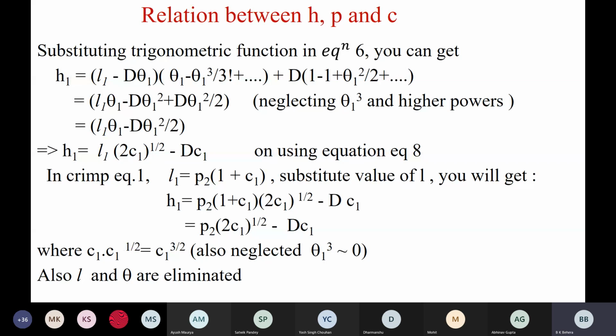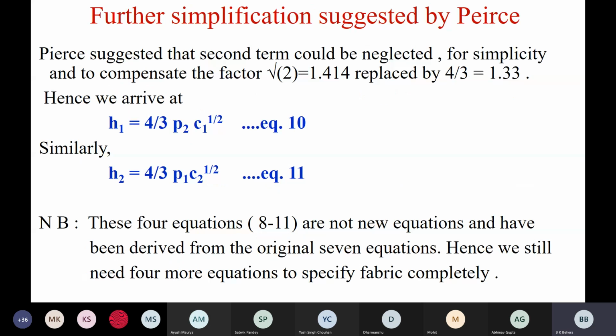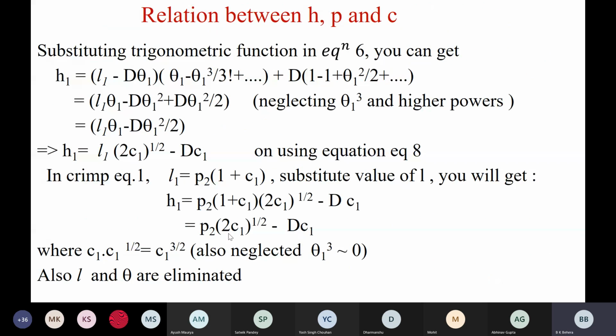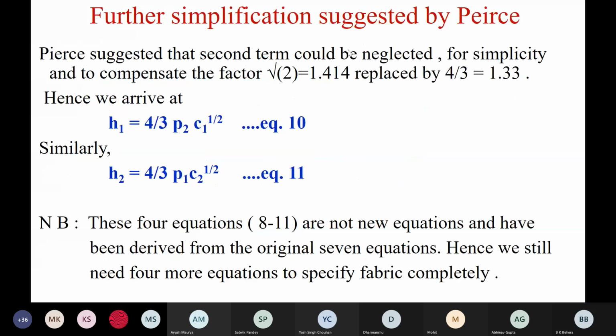And if you do this, what you will get? You will get H1. It's not approximate, it's the realistic value. Take the value of root 2 as 1.414, replaced by 4 upon 3, which is 1.33, and it gives approximately H1 is equal to 4 upon 3 P2 square root of C1. So for crimp amplitude, you arrive at the same result.